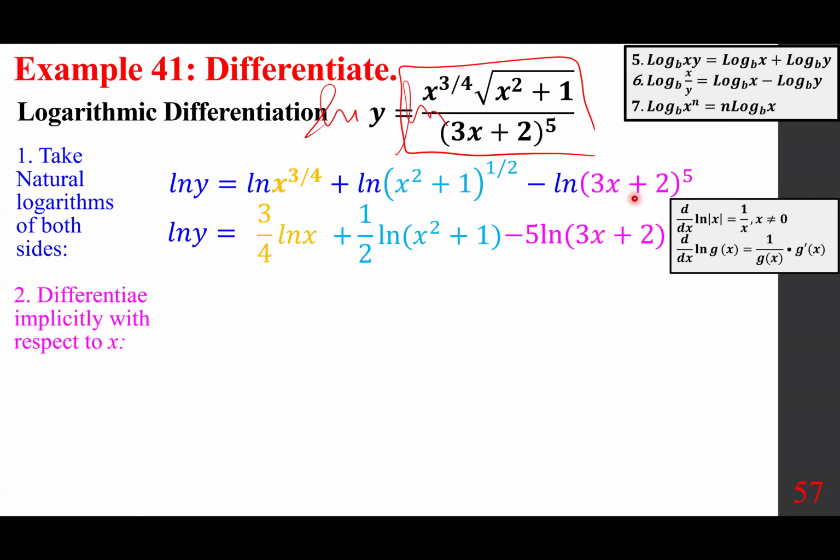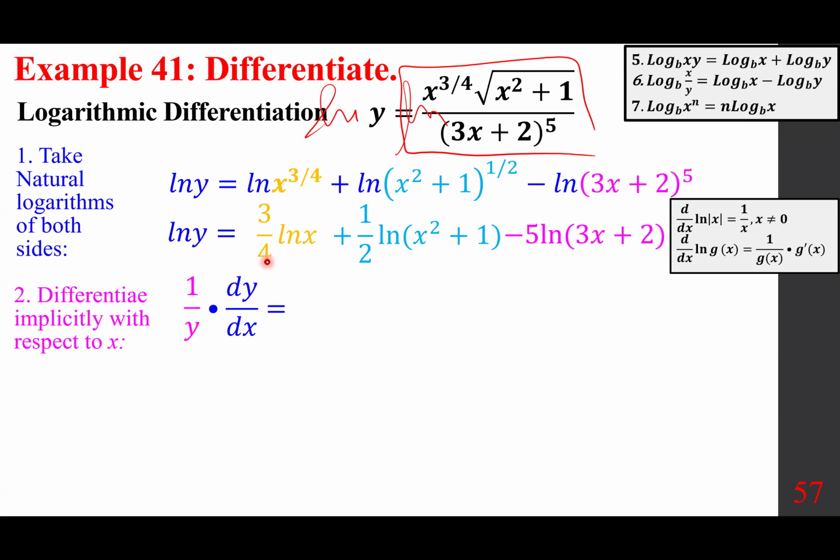Step 2, differentiate implicitly with respect to x. In this case, I should say with respect to the independent variable, which happens to be x in this case. It could be t. So starting with the left side, I hope you see that if you want to differentiate ln y, it's 1 over y times y prime, or dy dx. So the left side is 1 over y dy dx.